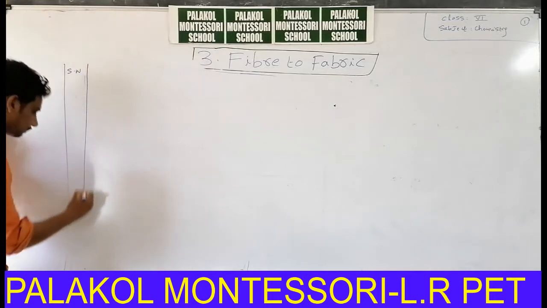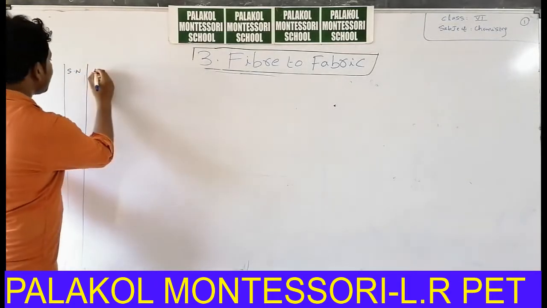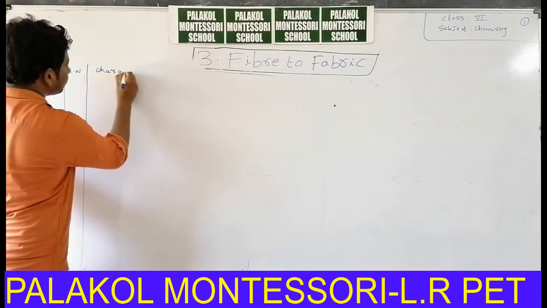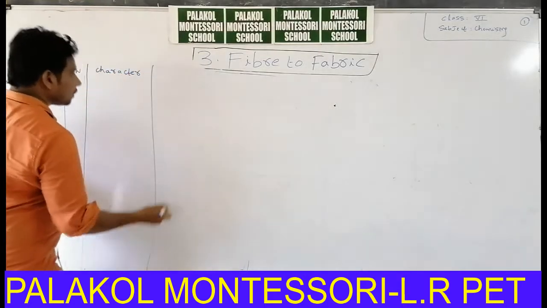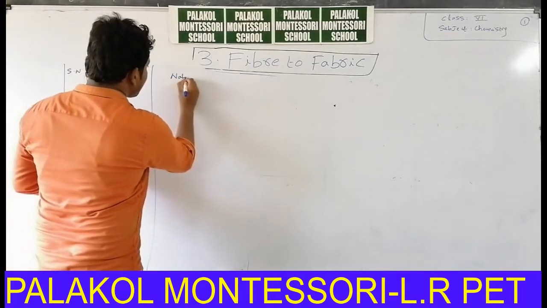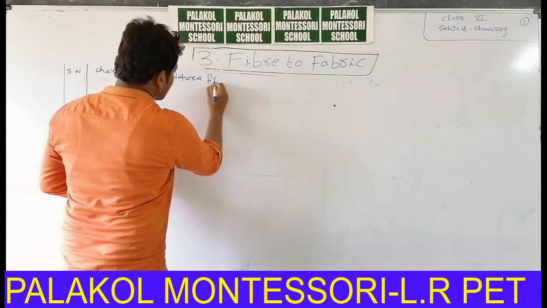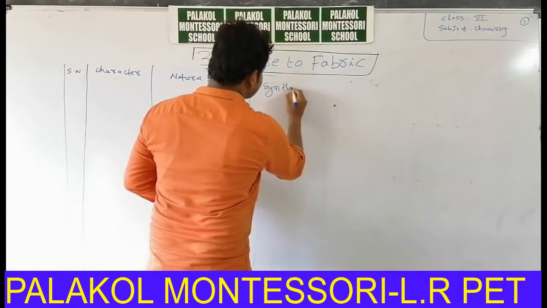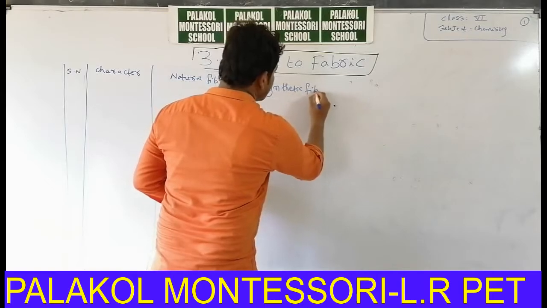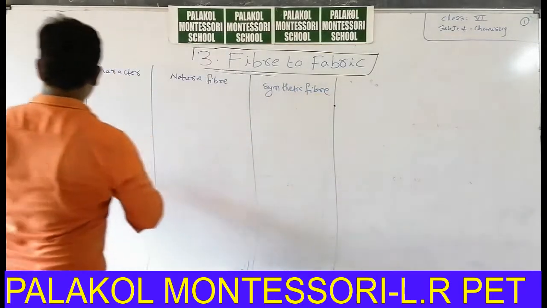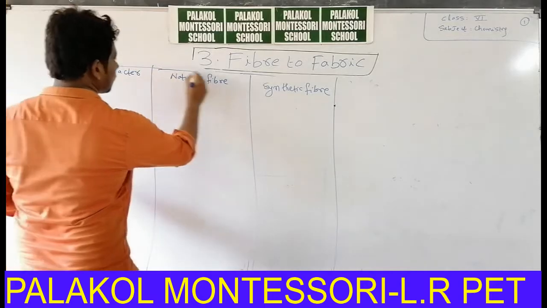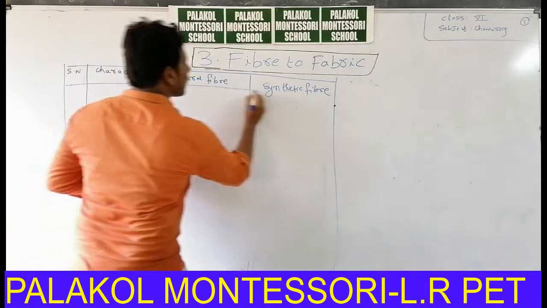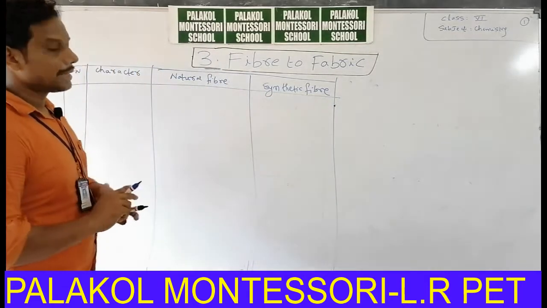First one is serial number. Next, second, character. Third one, natural fiber. Fourth one, synthetic fiber. Serial number, character, natural fiber, synthetic fiber.